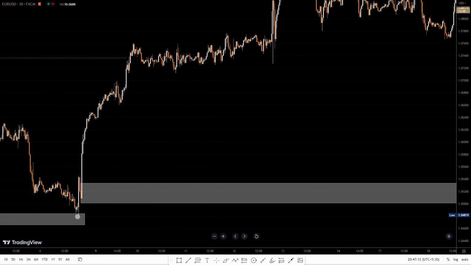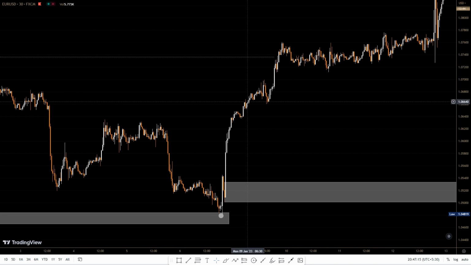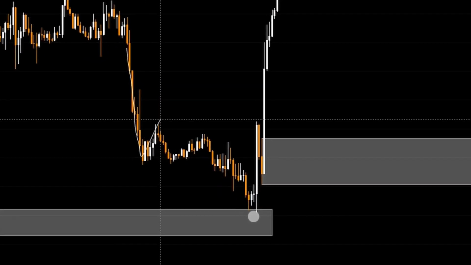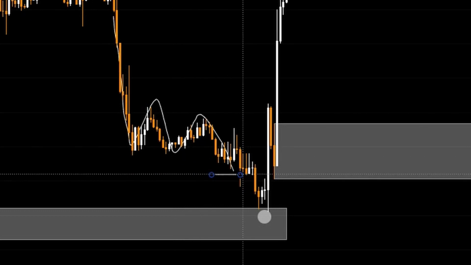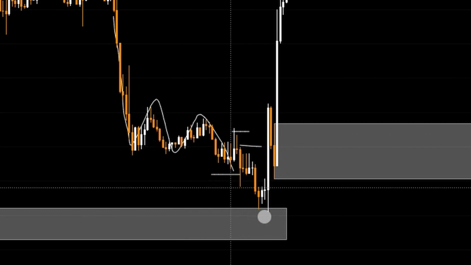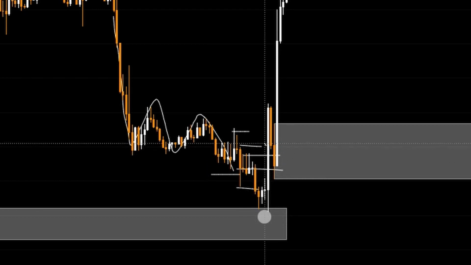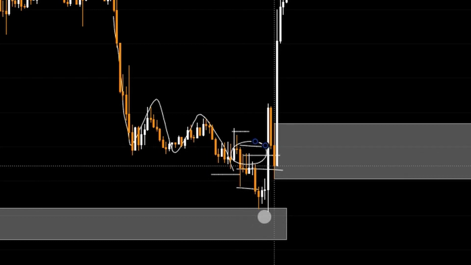So now how can I draw the next demand zone after breaking the higher high? You have to understand price is going in the downward direction. Price breaks the structure, it respects. Price breaks the structure, it respects. This is our change of character in a lower time frame.